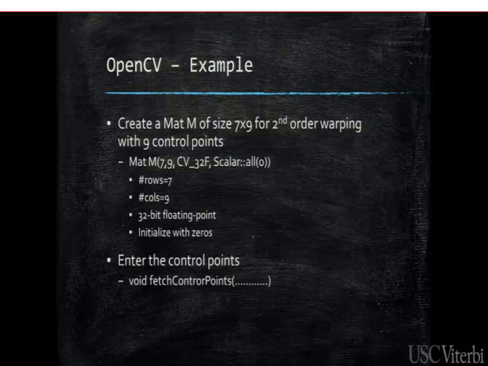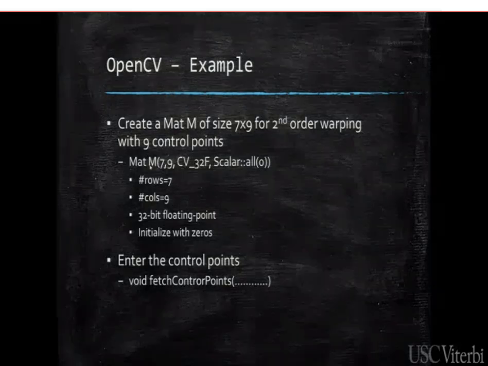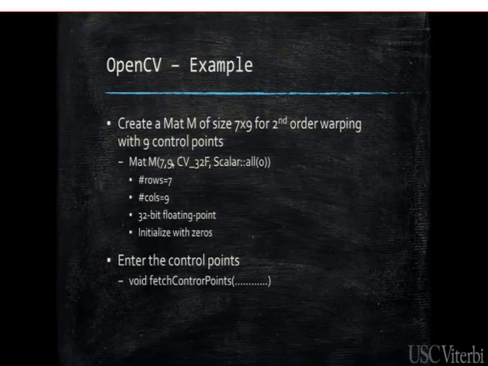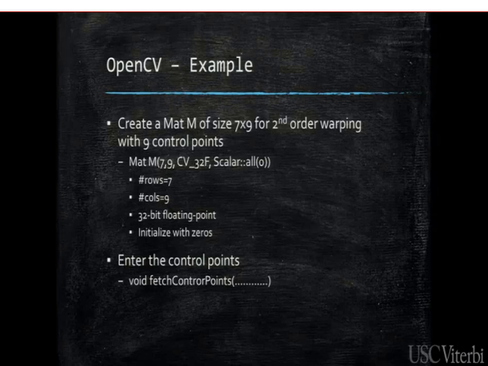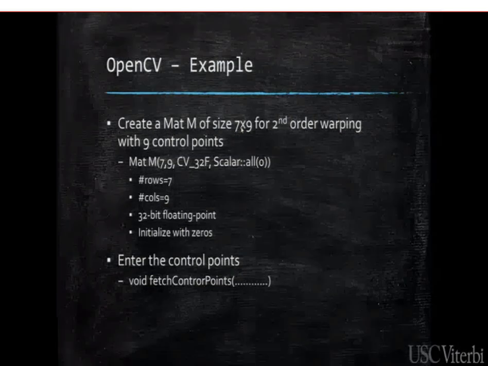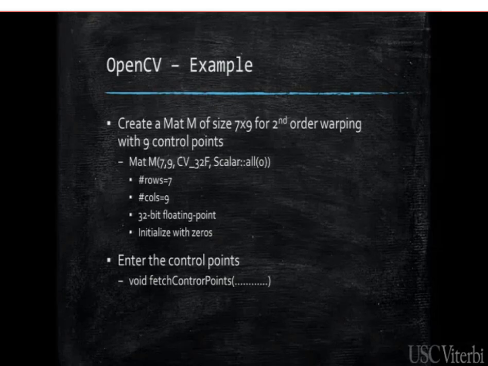So Mat is a class, so you can initialize it. Suppose you're using a second order warping function. For that, how many variables are there? 7, right? So here I'm selecting a 7 by 9 matrix, assuming that you have 9 control points. How many minimum control points should you have?